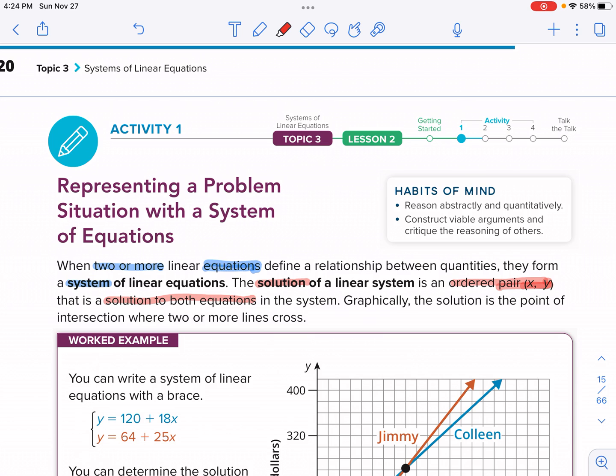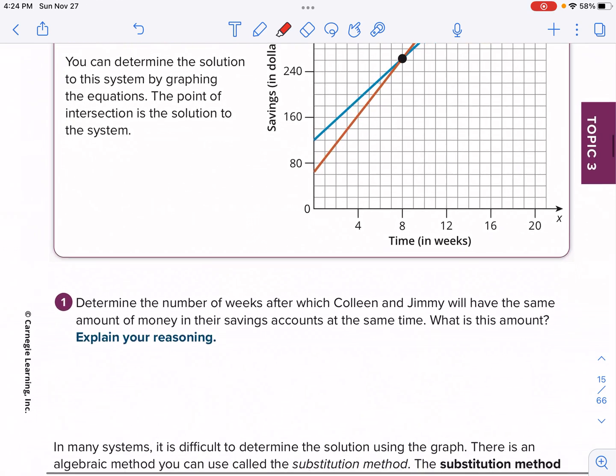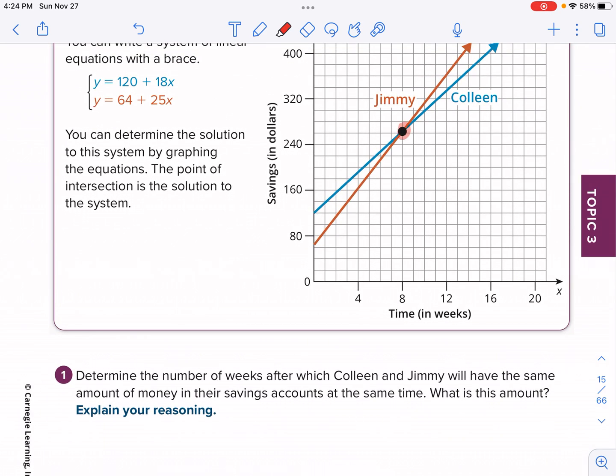And it says graphically, when we graph this, the solution is the point of intersection. I'll put that still in red. Point of intersection. Where two or more lines cross. Okay. And as you can see here in our worked example, we see already Jimmy and Colleen's graph. It's already graphed for us. Where they intersect, that gives us the answer, which is the break-even point, or where they have the same amount of money. So in here it says you can determine the solution to the system by graphing the equations. The point of intersection is the solution to the system. So that is right here.